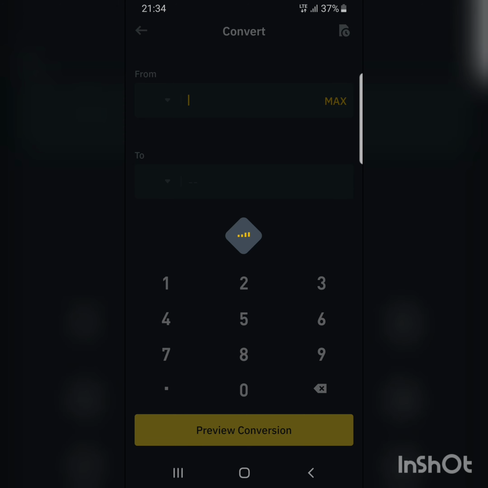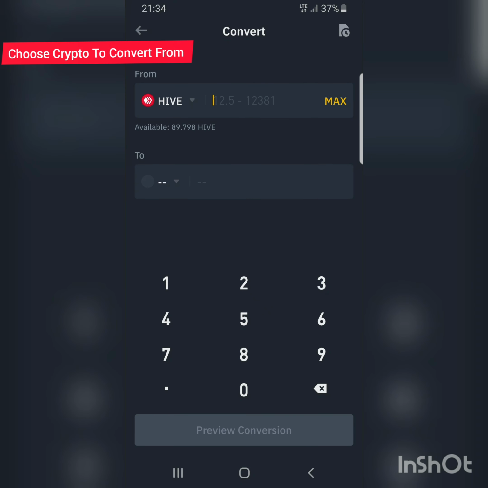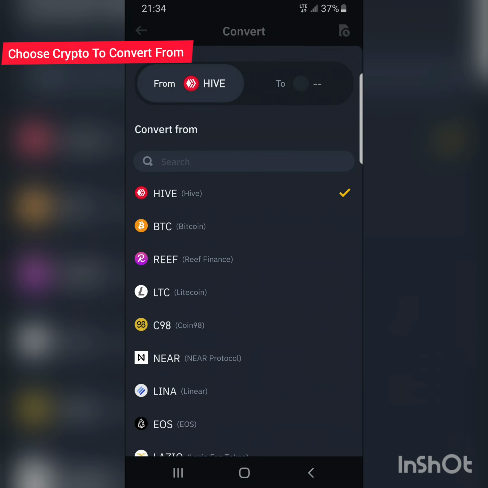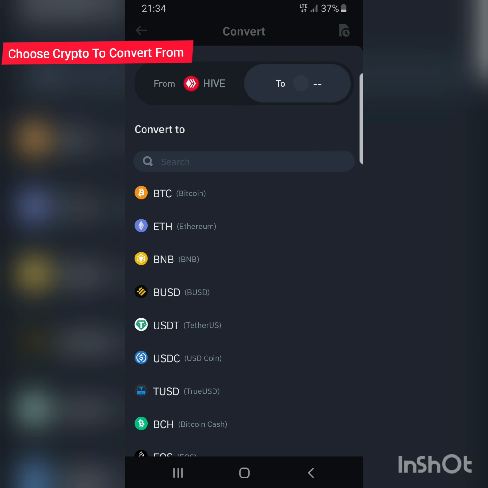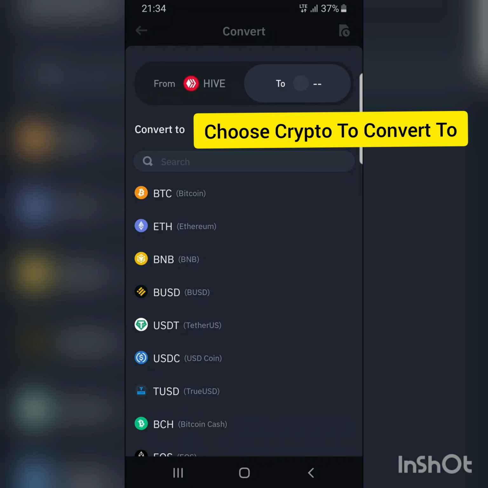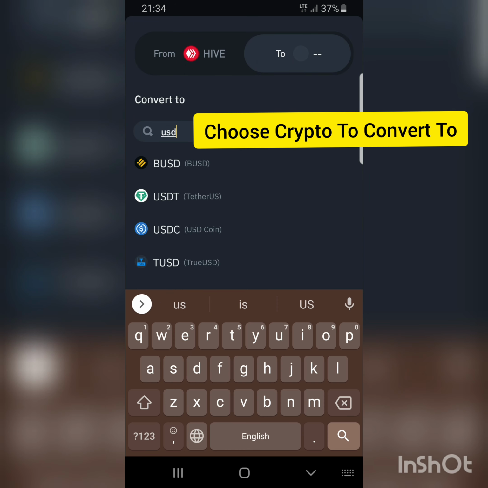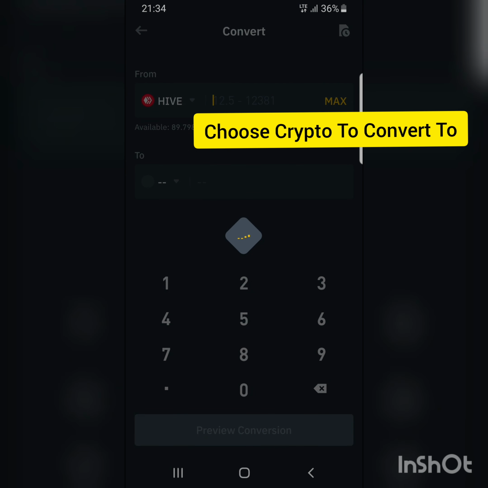It's loading. My network is just a bit slow, but it's loading. It has loaded by default Hive because that's what I want to convert. But you can click on this and it will show you other assets. These are my other assets, but we are going to go with Hive. So we want to convert Hive to USDT. You can search, but USDT is here. You can either choose any of these other tokens, but for this tutorial I'm going to use USDT, which is Tether. So here we are. I'm going to convert.